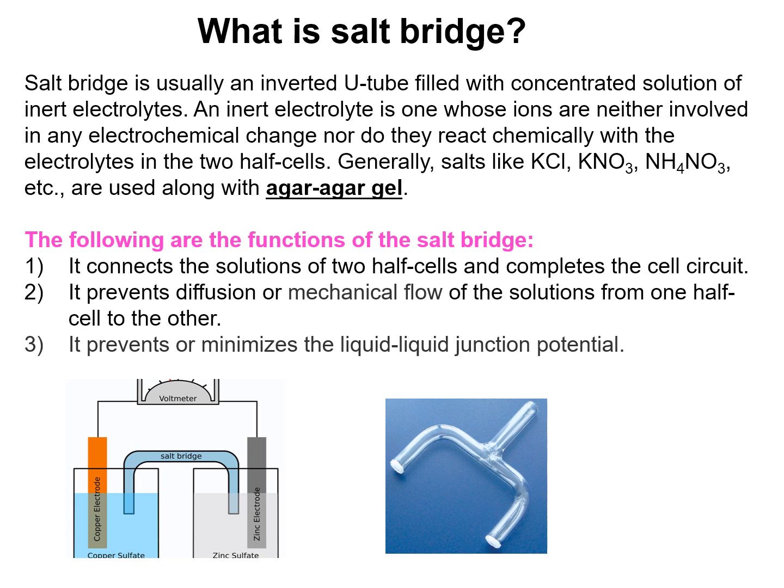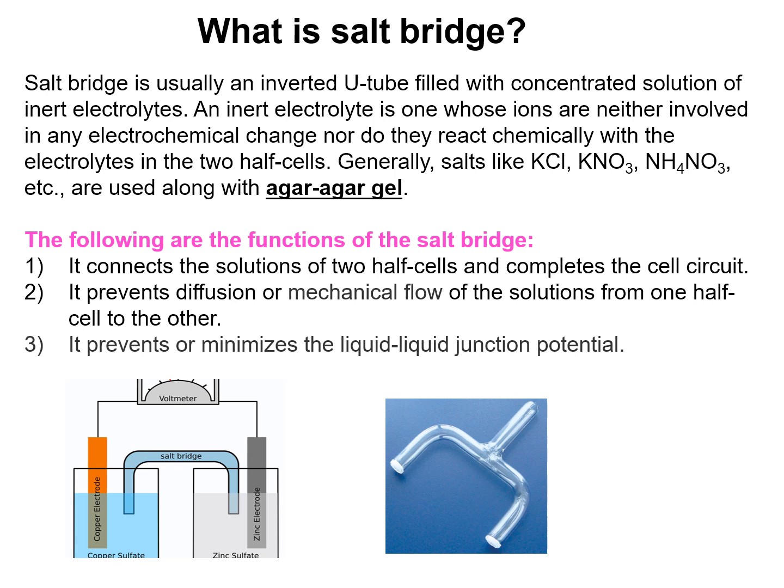Salt bridge. Why do we need the salt bridge? A salt bridge is generally a U-shaped tube containing a concentrated solution of an inert electrolyte, often potassium chloride, potassium nitrate, or ammonium nitrate in agar-agar gel. The salt bridge has three major functions.